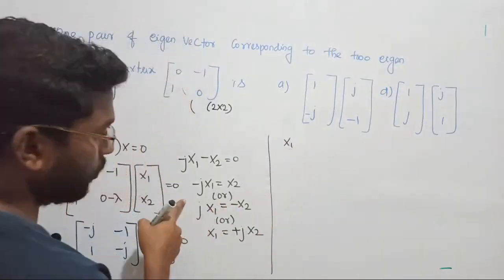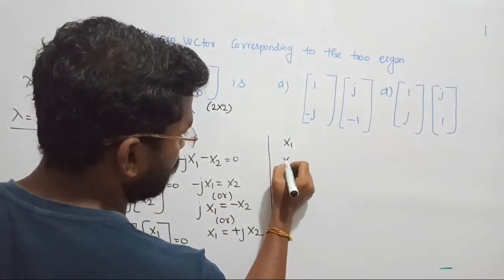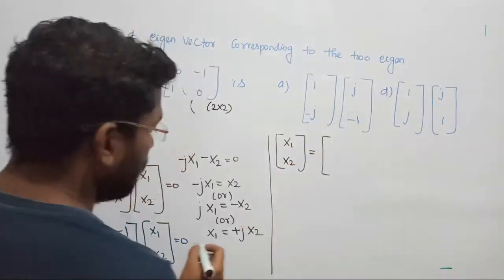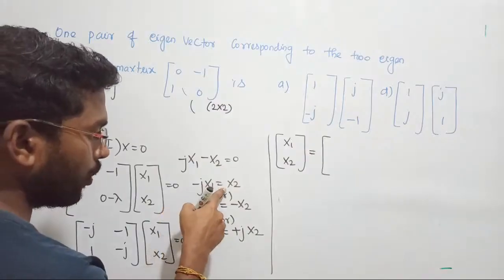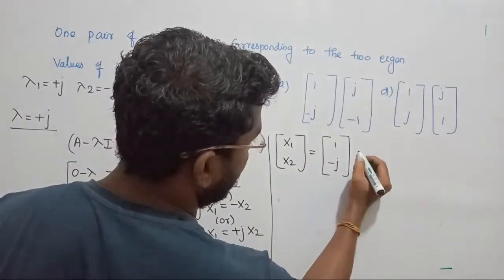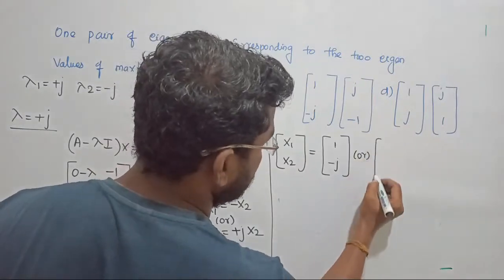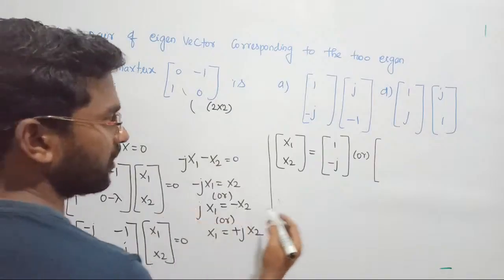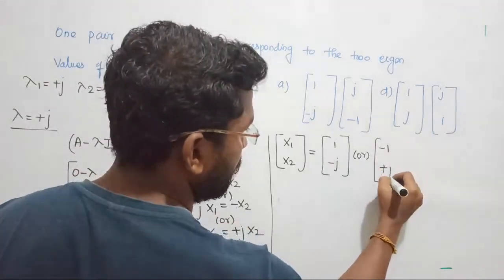So for x1, x2, how can we write our solution? x1, x2 can be written in three ways. First one, in the first case, what will come here? x1 equal to 1, x2 equal to minus j. So 1 minus j. Either we can write like this, or second case I can say x1 equal to minus 1, x2 equal to plus j. x1 equal to minus 1, x2 equal to plus j.